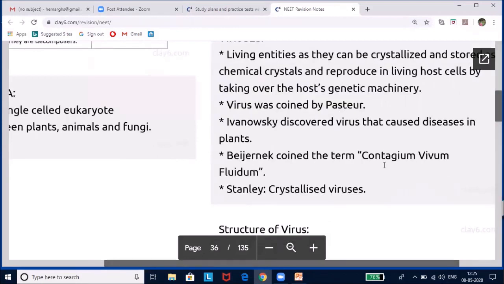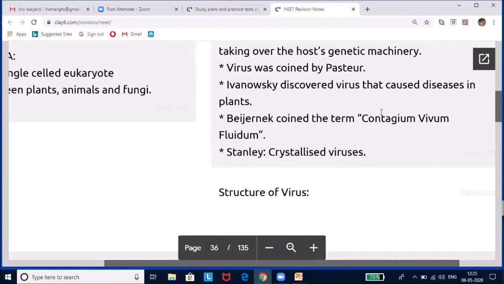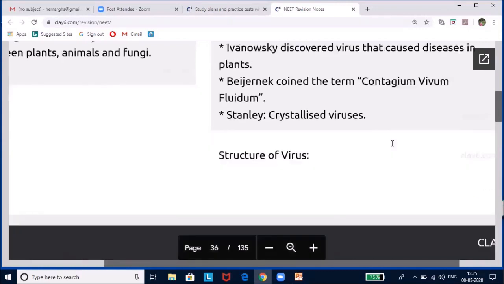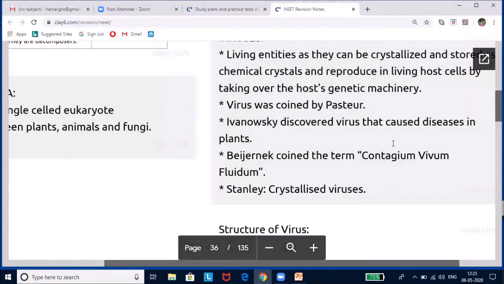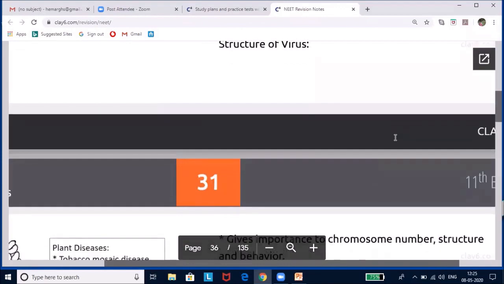And these scientists are very important. The term virus was coined by Pasteur. Ivanovsky discovered viruses that cause diseases in plants, and Beijerinck coined the term contagium vivum fluidum, that means a poisonous fluid. And Stanley was able to crystallize the viruses. You have to know these scientists' names because they might ask you in the exam.